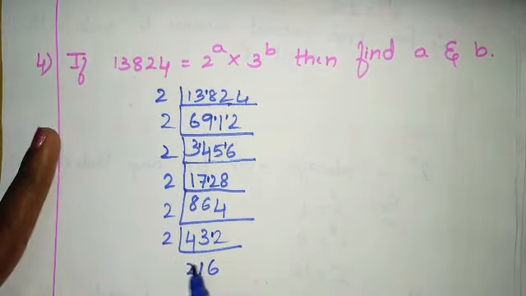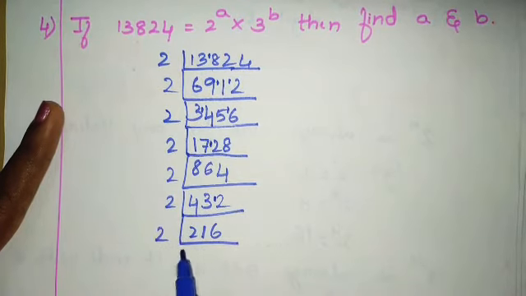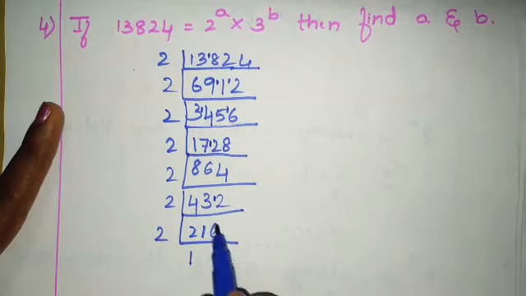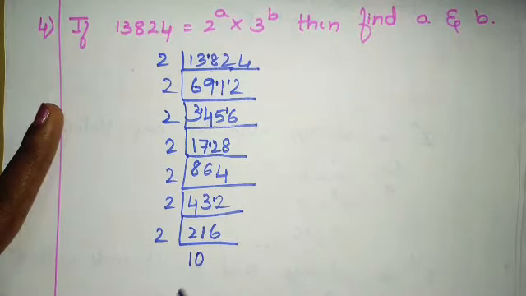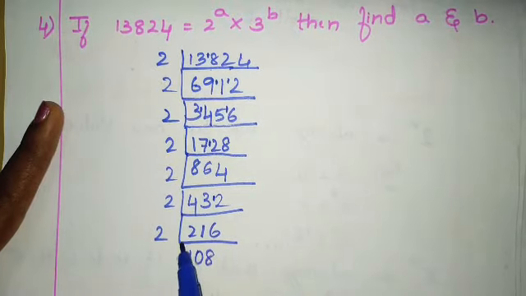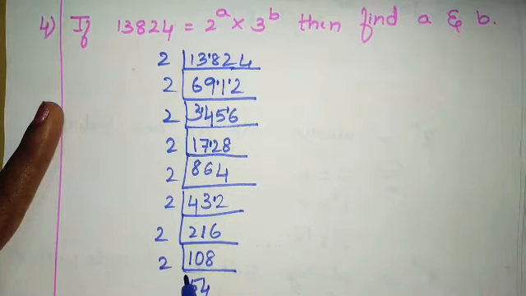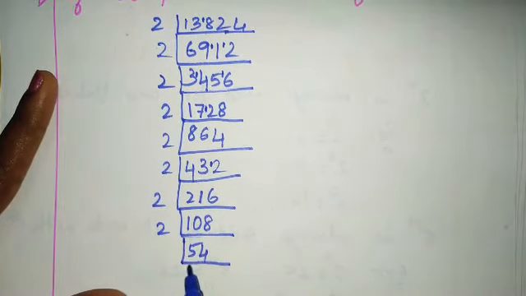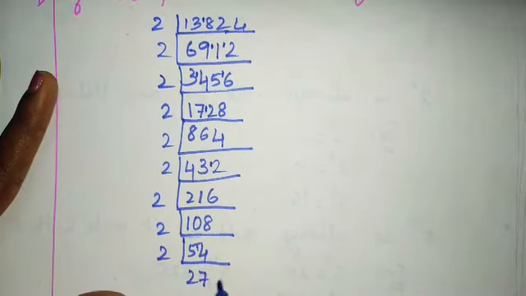Next, 2 1s are 2. Next I have to take 2 digits. If you want to take the next 2 digits, you have to put 0 here. Then 2 8s are 16, then 2 5s are 10, 2 4s are 8. Next, this one you can again do with 2. So 2 2s are 4, 2 7s are 14.